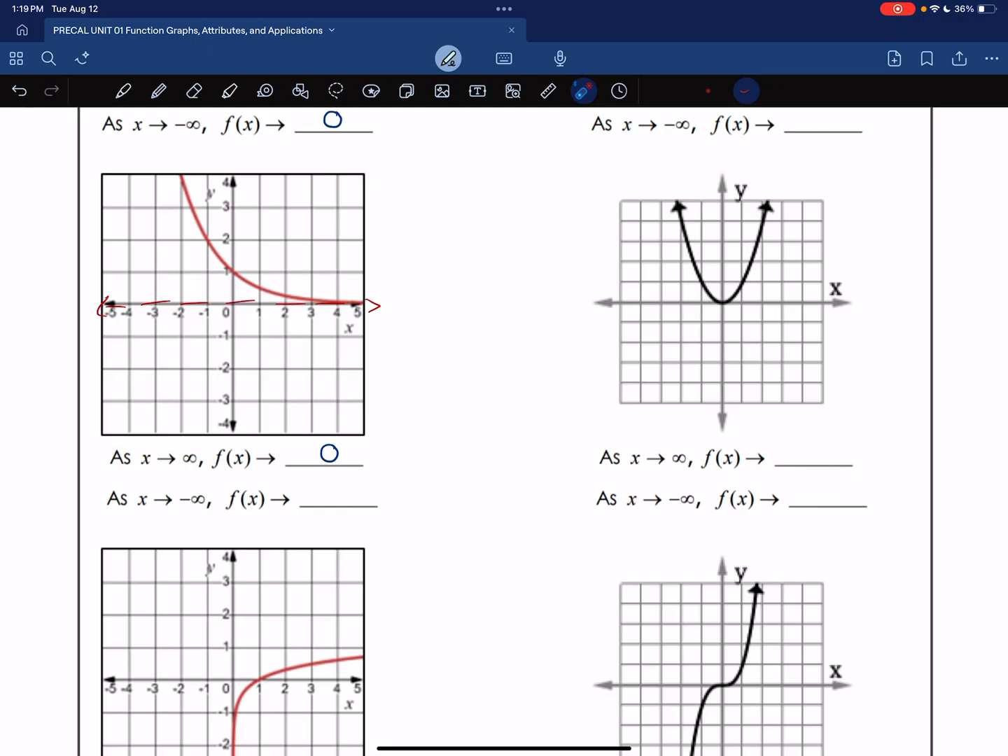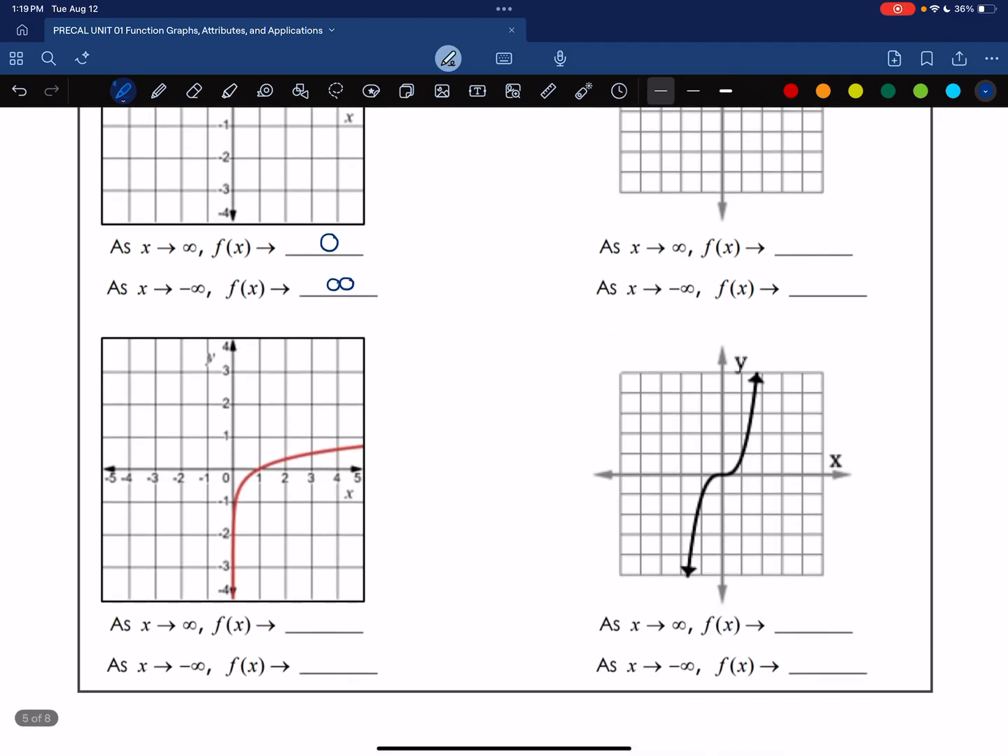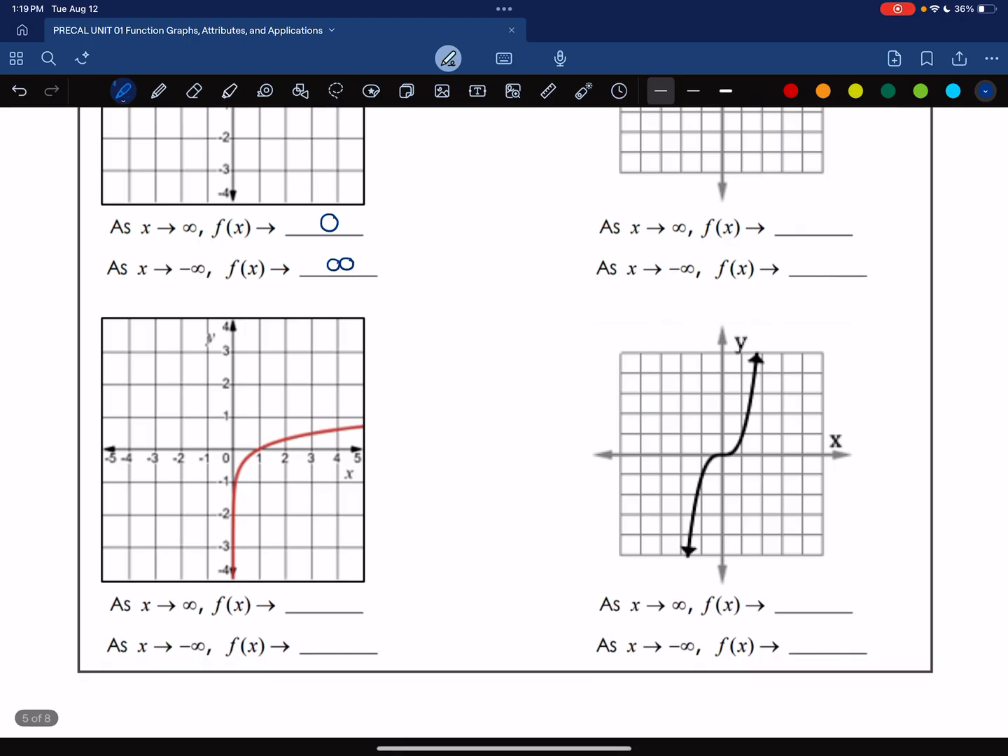And in the other direction, as we approach negative infinity, as our x's approach negative infinity, that means as we're moving to the left on our graph, it's going up to positive infinity. Wonderful. Okay, now for this one, we actually are going to have to do a little editing here.